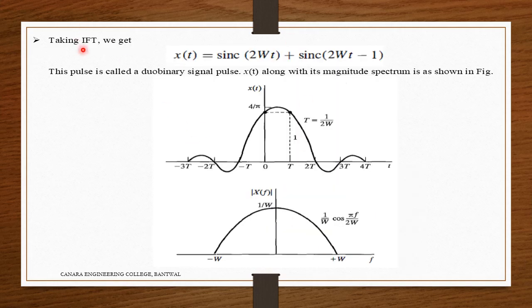Now, taking the inverse Fourier transform, we get x of t is equal to sinc 2wt plus sinc (2wt minus 1). And this pulse is usually called a duobinary signal pulse. x of t along with its magnitude spectrum is as shown in the figure.